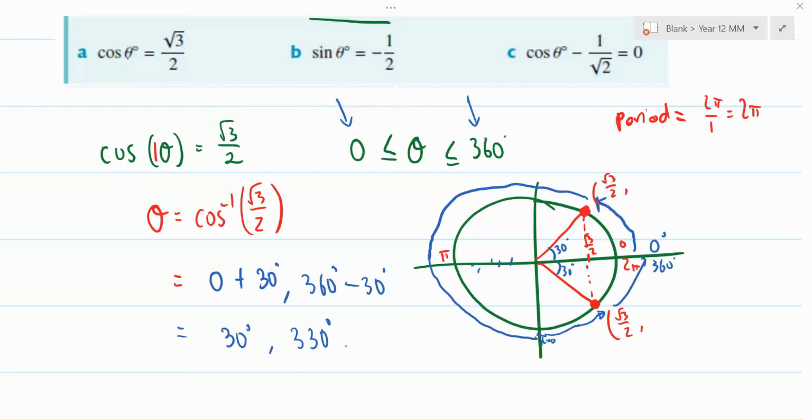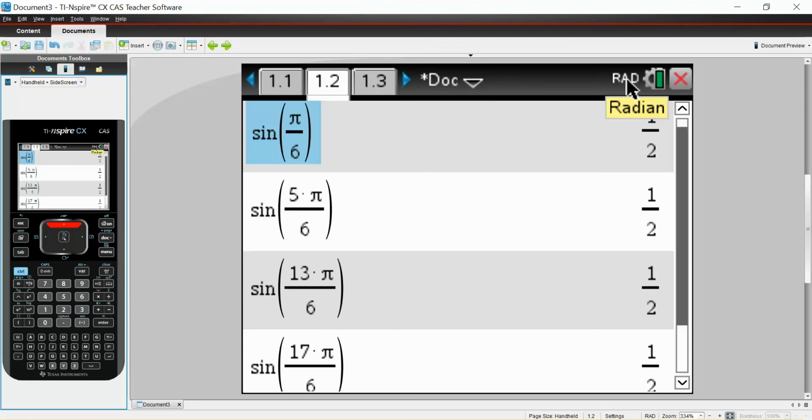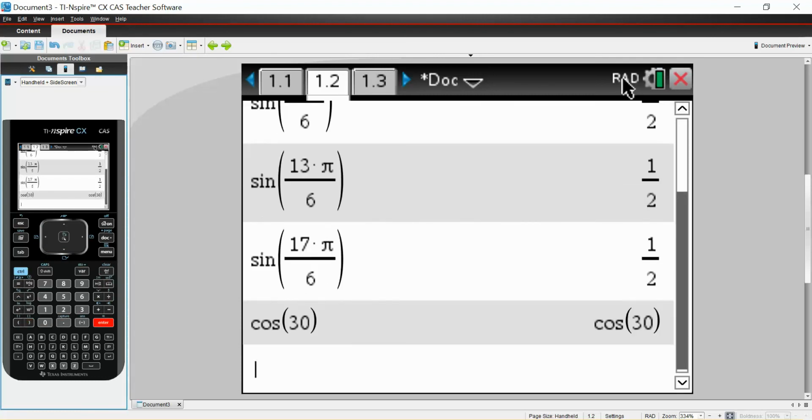Now, if you do this in your CAS, please be careful of the mode that you're in. If you look at the mode up here, that's in radians. That means the angle that you put in is in radians. You've got to make sure it's in degrees if you want degrees. See, if I did cos of 30, you watch, it doesn't equal what I want it to equal. It's not root 3 on 2. Okay? You have to change your settings, or you could do this.